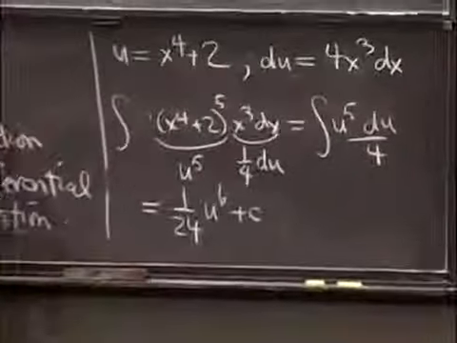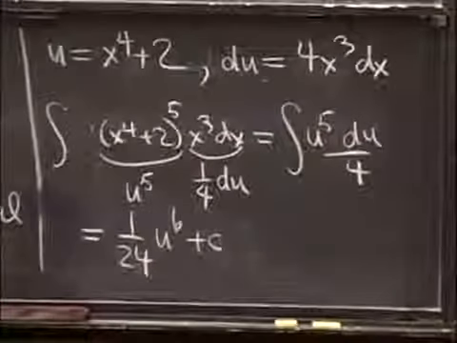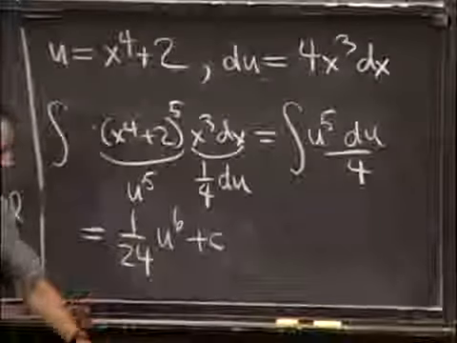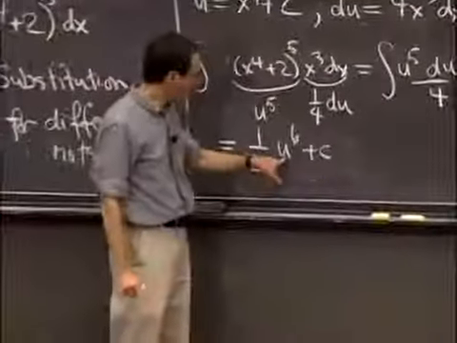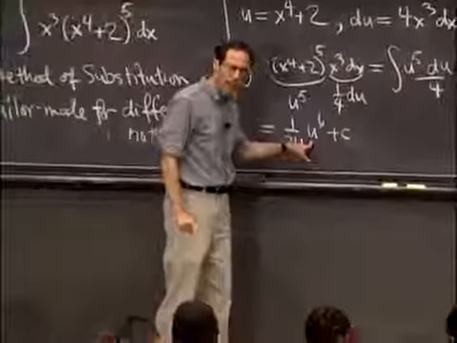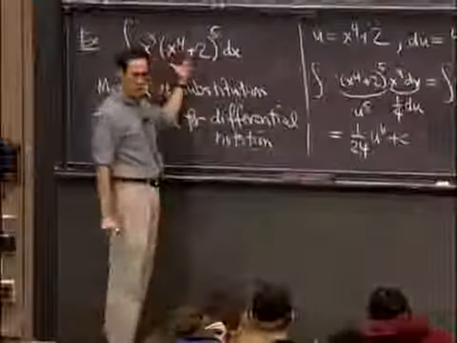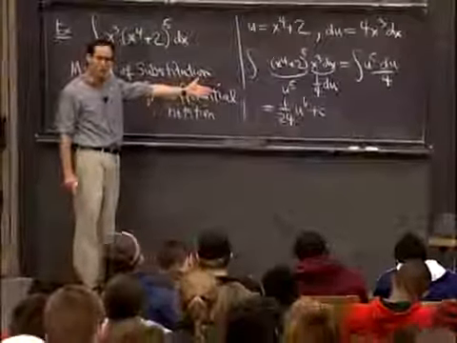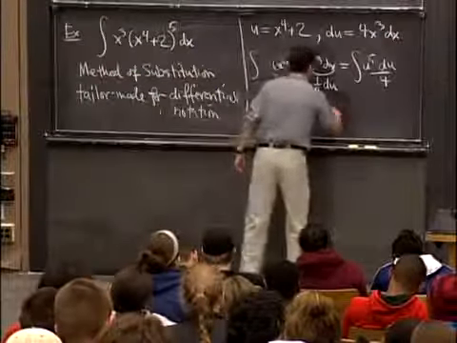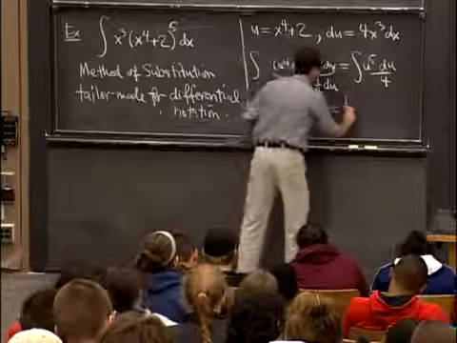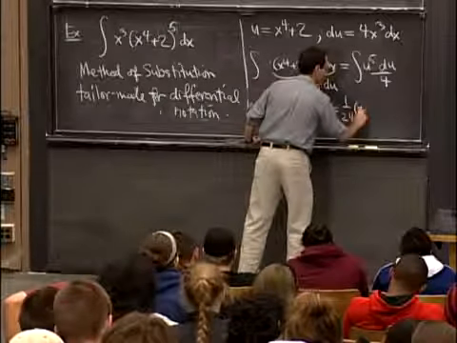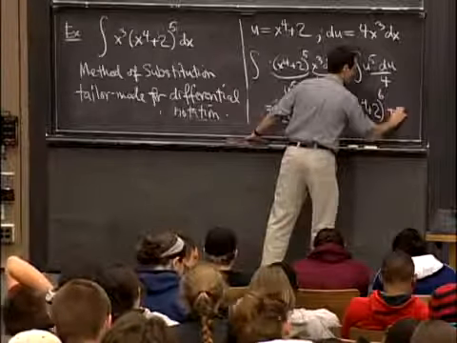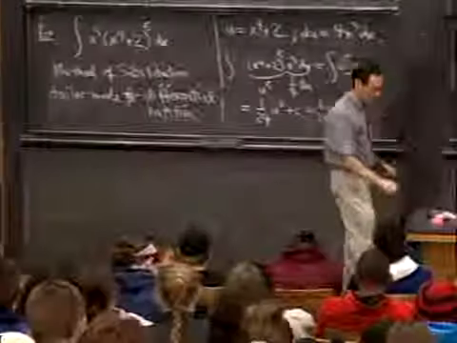Now, that's not the answer to the question. It's almost the answer to the question. Why isn't it the answer? It isn't the answer because now the answer is expressed in terms of u, whereas the problem was posed in terms of this variable x. So we must change back to our variable here, and we do that just by writing it in. So it's 1/24th x to the fourth plus 2 to the power 6 plus c. Right? And this is the end of the problem.